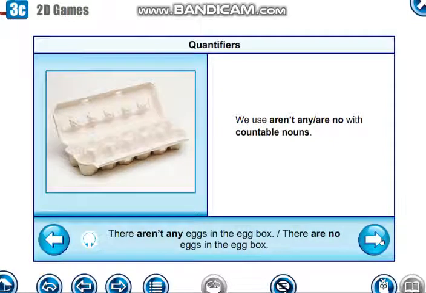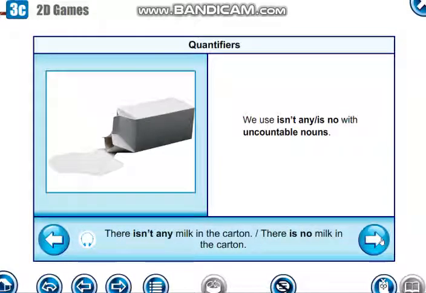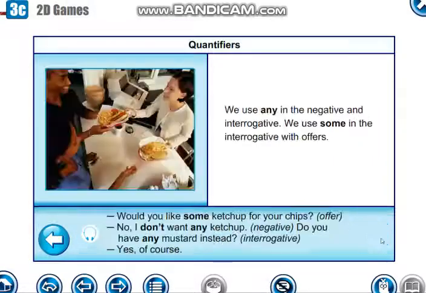We use aren't any, are no with countable nouns. For example, there aren't any eggs in the egg box. There are no eggs in the egg box. Now look at the picture. There are no eggs. And we use isn't any, is no with uncountable nouns. Look, with countable we use are, with uncountable is. There isn't any milk in the carton. Look at the picture.